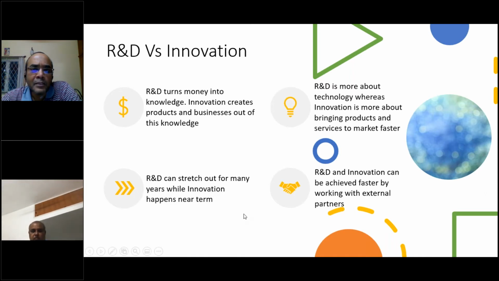The other thing is R&D could stretch for several years. R&D could happen for 10 years, 20 years, depending on the kind of projects. Like, for example, if you have to launch a satellite, or if ISRO plans a mission to Mars. Those are things that obviously can't happen in a very short time frame.